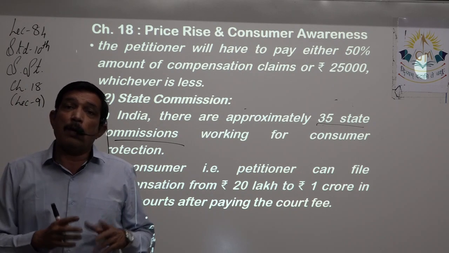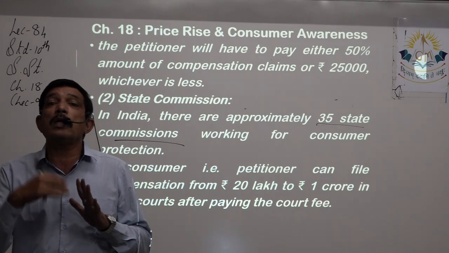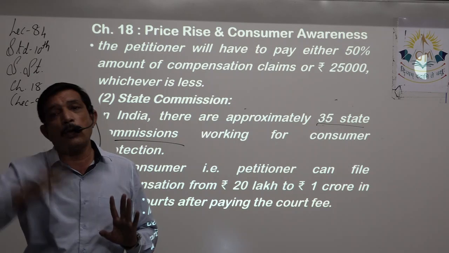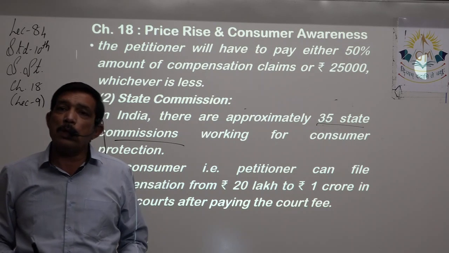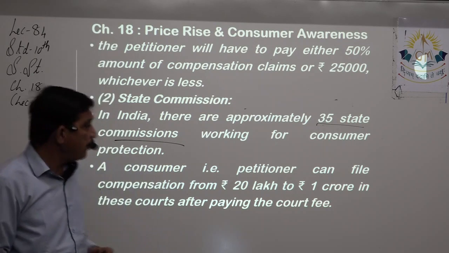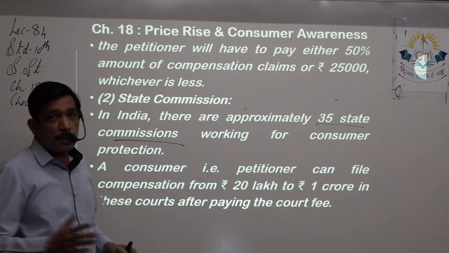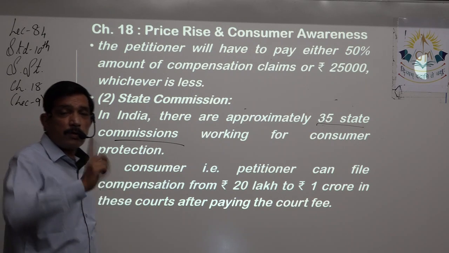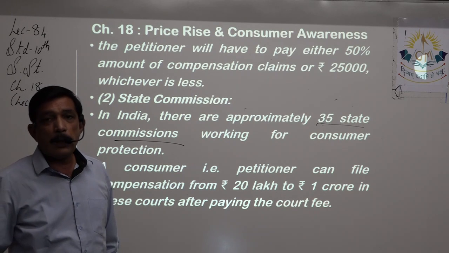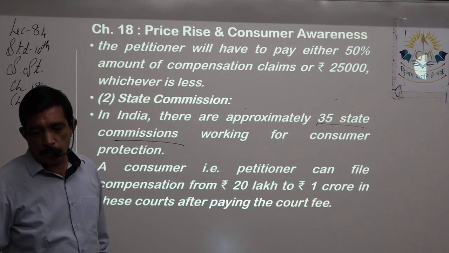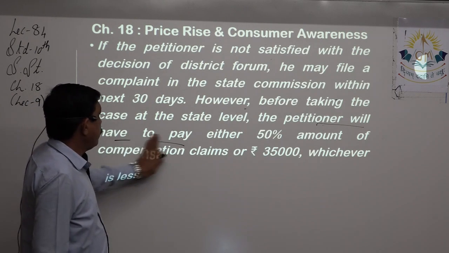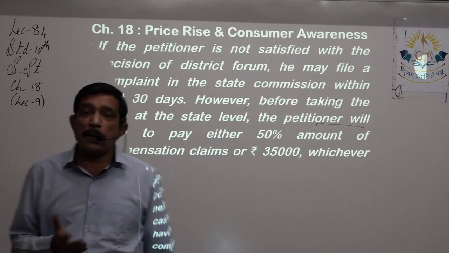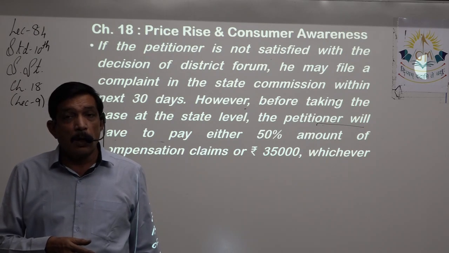But if the money dispute is more than 20 lakh but less than 1 crore, or exactly 1 crore, then he can directly go to the state level. He doesn't have to go to the district. These are the slabs set for filing the case for compensation. So if the amount is between 20 lakh and 1 crore, he can directly file a petition in the state forum. Here also, if you are not satisfied, then you go to the next level, right?